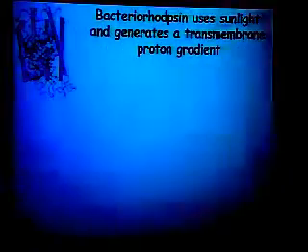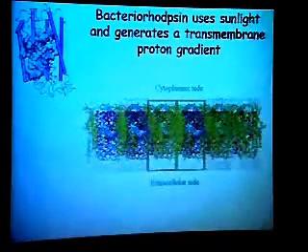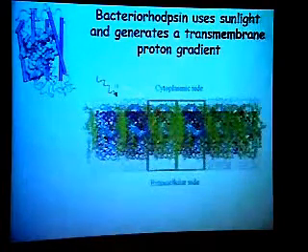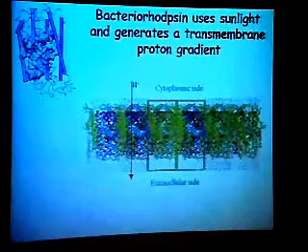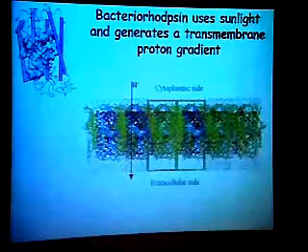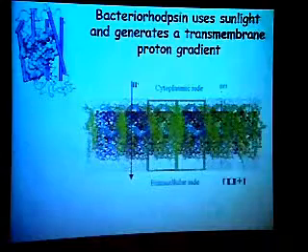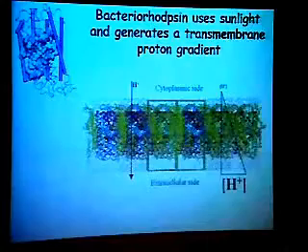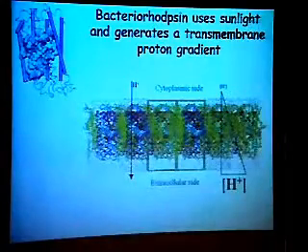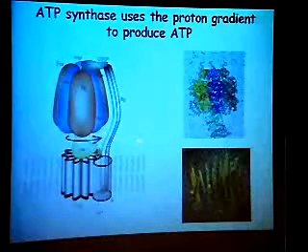Then we have proteins which are not simple channels. They in fact function as pumps. For example, bacterial rhodopsin is a protein that after absorption of light, basically does some isomerization and some chemical reaction, and then it effectively pumps a proton from the cytoplasmic side to the extracellular side of the membrane, and that results in a proton gradient across the membrane. This is not really a channel, it's more a pump. So this proton gradient is used by other proteins.